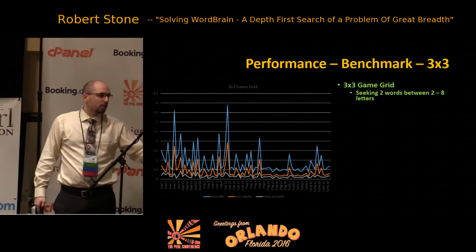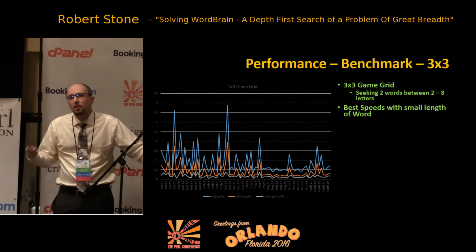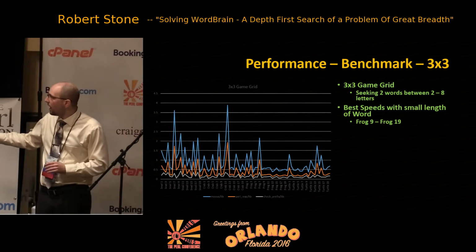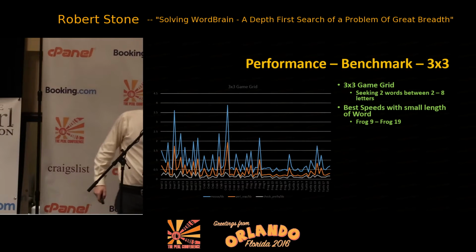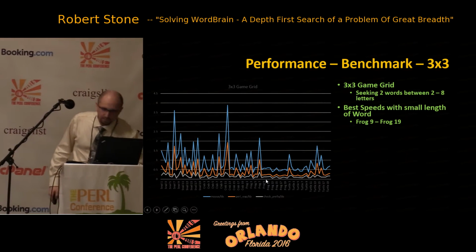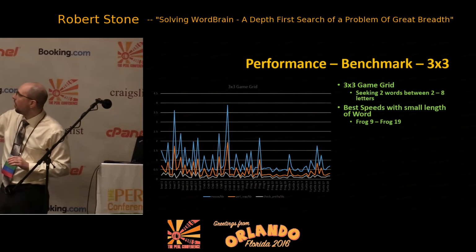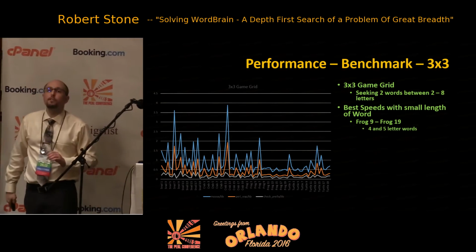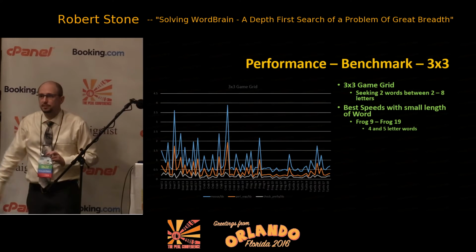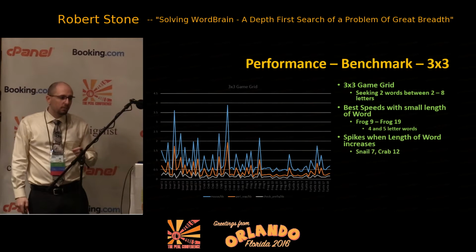3x3 game grid. We're seeking 2 words between 2 and 8 letters. Best speeds are realized when we have small lengths of words. Frog 9 and Frog 19, yeah, I know. That's kind of hard for you guys to see. Can I make this any more obvious? Okay. So this is Frog 9 to Frog 19. All of those are 4 and 5 letter words that you're searching for. This area right here are 4 to 5 letters. There's just different levels. You get an increase or a spike when the length of the word increases.